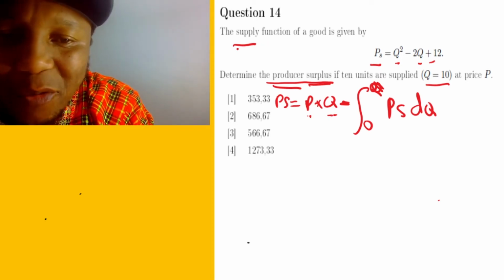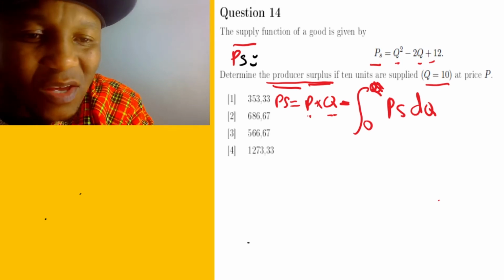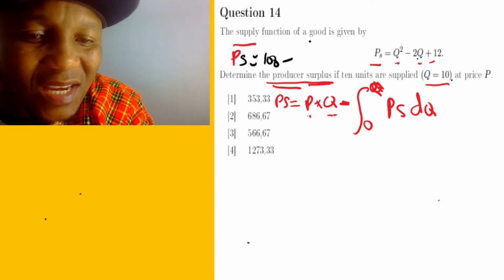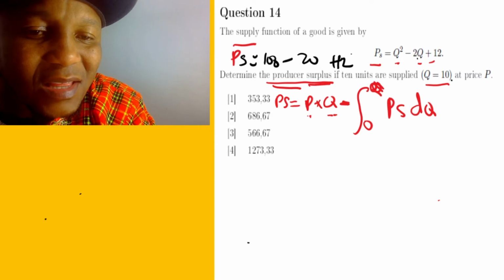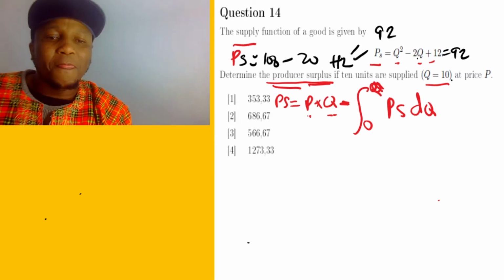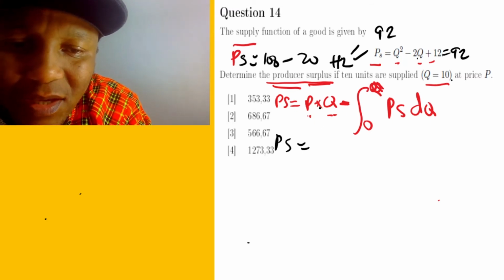So now P equals Q squared. What is Q? 10. 10 squared equals 100, minus 2 times 10 equals 20, plus 12. This is going to give us 92. So the value of P equals 92. So for that case, producer surplus equals P times Q.